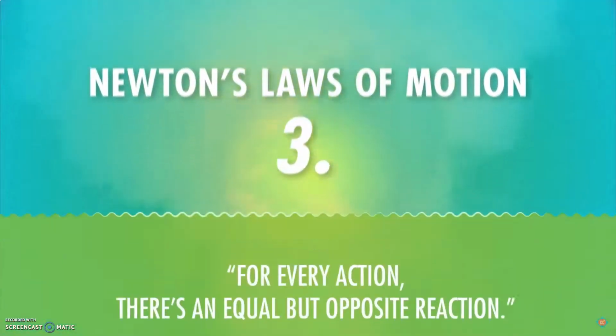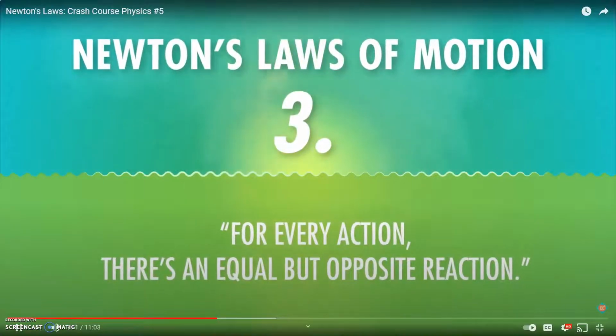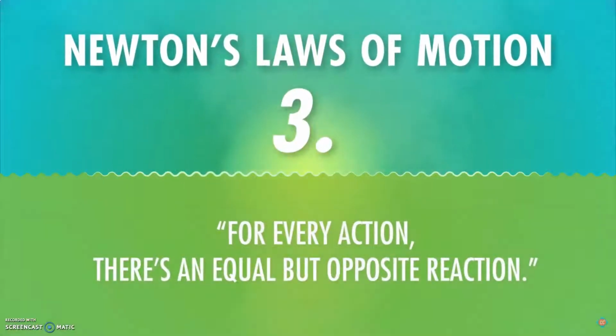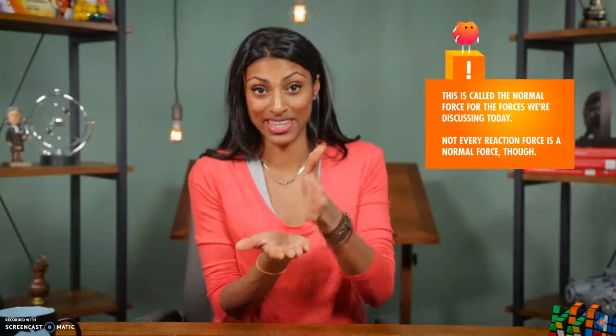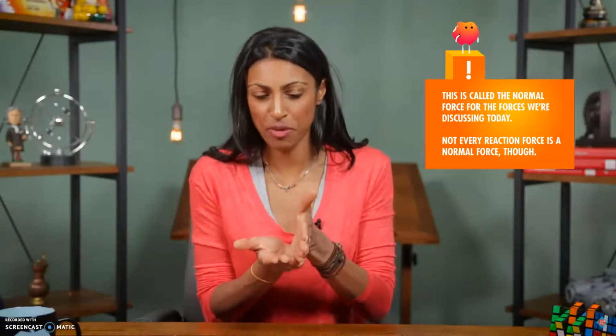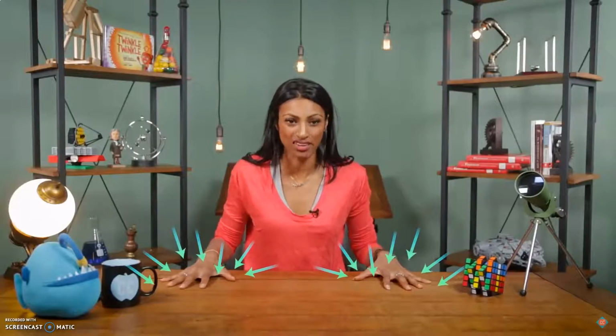You probably know this law as for every action there's an equal but opposite reaction, which just means that if you exert a force on an object, it exerts an equal force back on you. And that's what we call the normal force. Normal in this instance means perpendicular, and the normal force is always perpendicular to whatever surface your object is resting on. At least it is when you're pushing on something big and macroscopic, like a table.